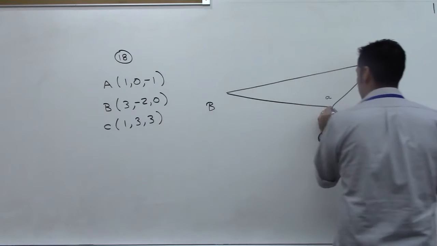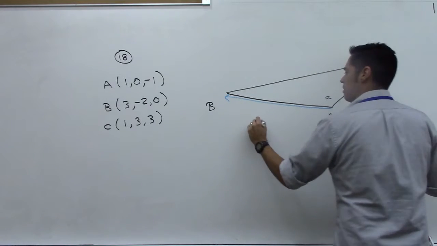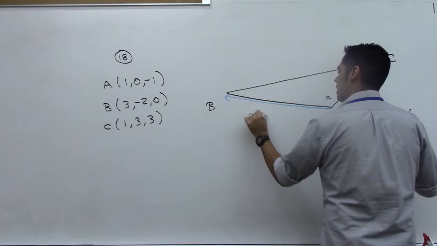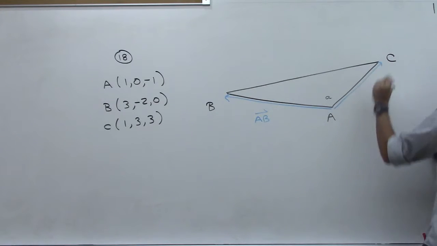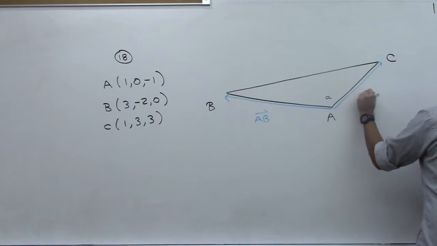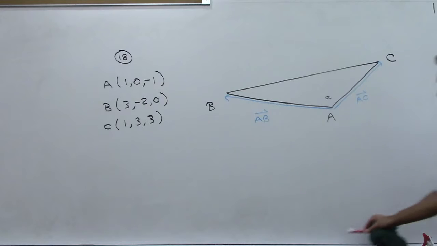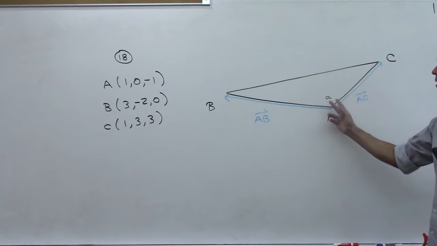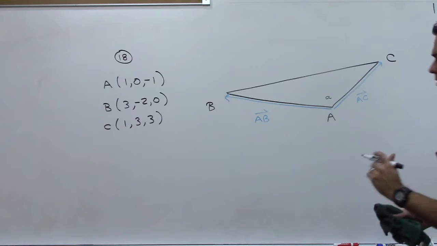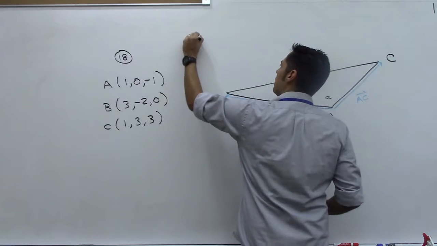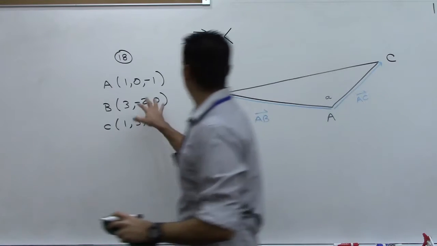We're going to need to get the vector going from here to here. That's the vector that's going from A to B. And then we're going to need to get the vector that goes from here to here. That's the vector AC. And if I can get those 2 vectors, then I can talk about the angle between them. So let's go ahead and write down what those are. The vector from A to B, we use the points here, right?